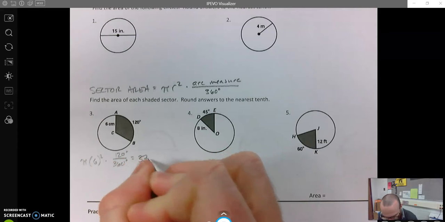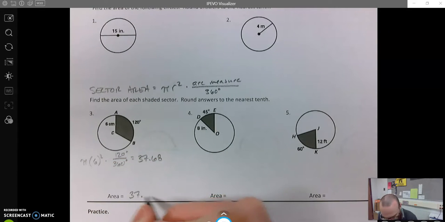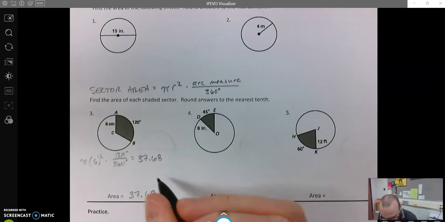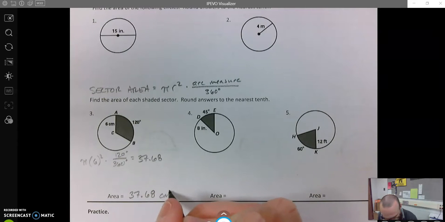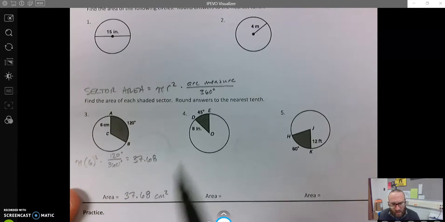Gives me 37.68, and the biggest difference is that the unit changes from just centimeters to square centimeters, area being a different unit than length. Okay. We can continue these.